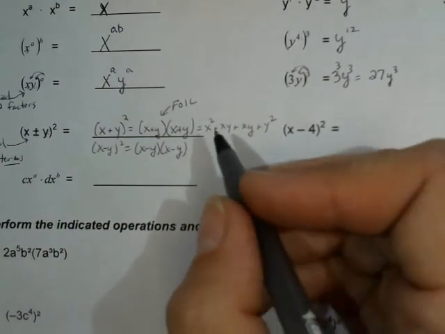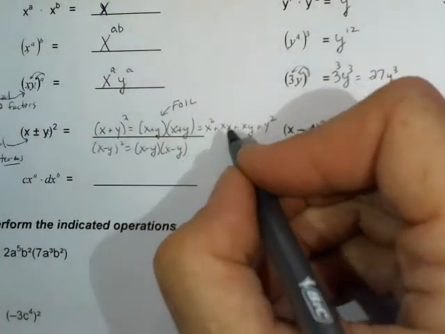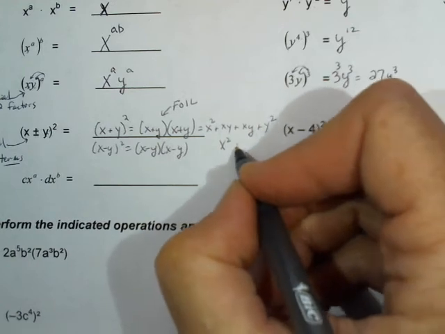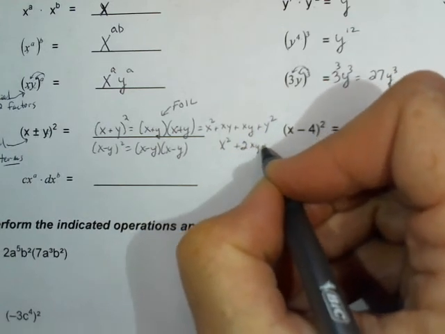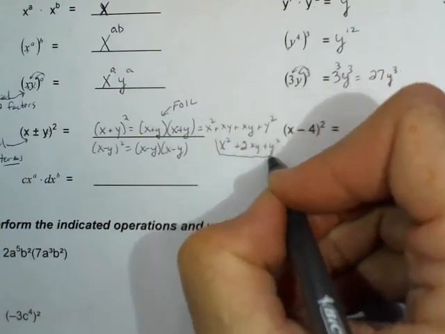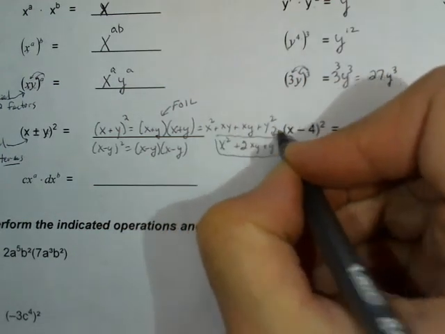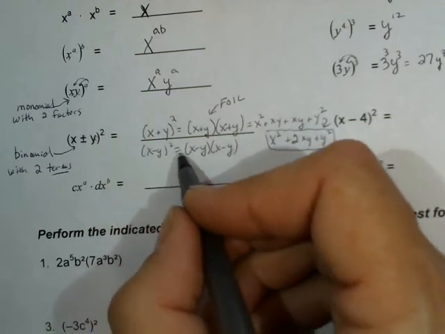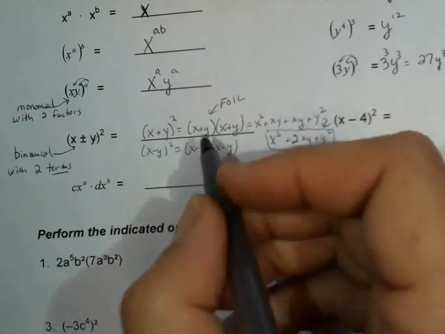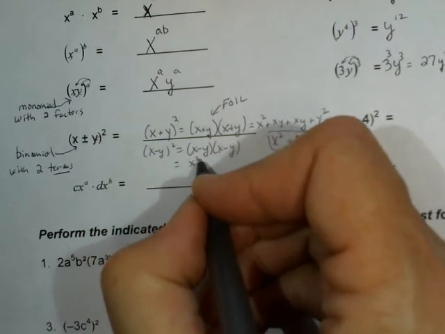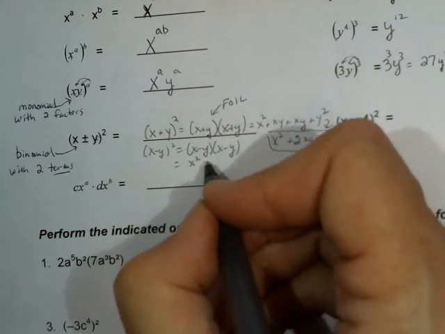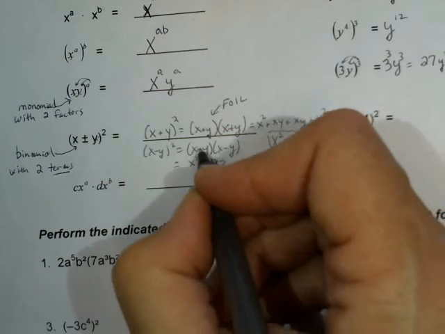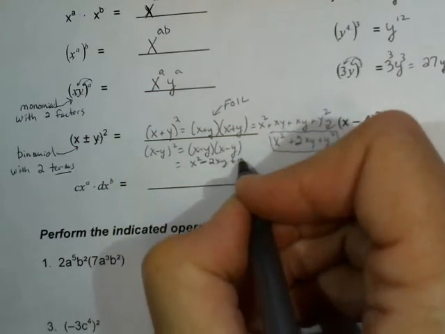Hopefully that's clear. And then this is x squared plus 2xy plus y squared. So x squared plus 2 times xy plus y squared would be what this would be simplified down to. And you would do the same thing here if you had x minus y squared. X times x again is x squared. And you have a negative xy and a negative xy, which reduces down to negative 2xy. And a negative y times a negative y is a positive y squared.